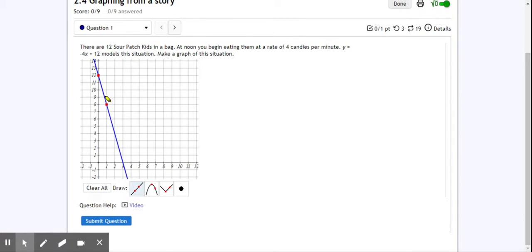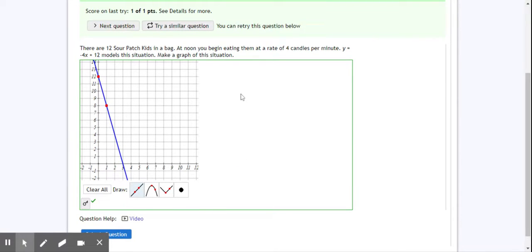Now, notice I've only clicked twice with those 2 red dots. Some students go in and say, well, I should have lots of dots. Well, no, sadly, the computer gets confused with that. So you really just want 2 dots, any 2 dots that are on the line.